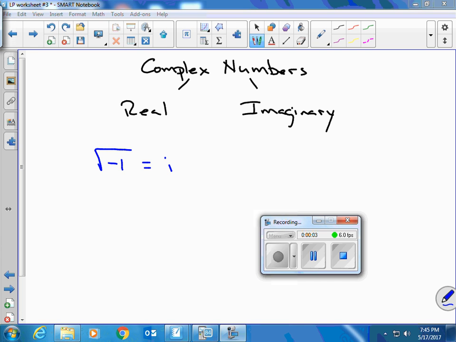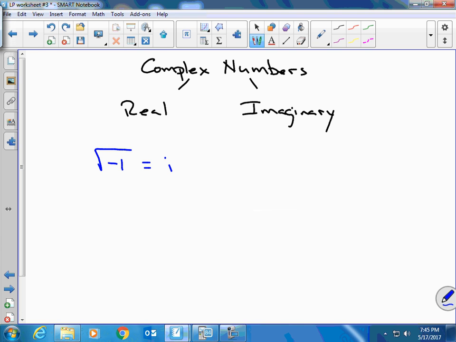Hello everyone. The plan for today is to talk through imaginary numbers. We'll look at what an imaginary number is, how to add them, how to multiply them, and divide them, etc. Just looking at imaginary numbers.